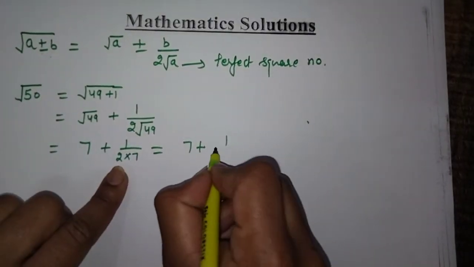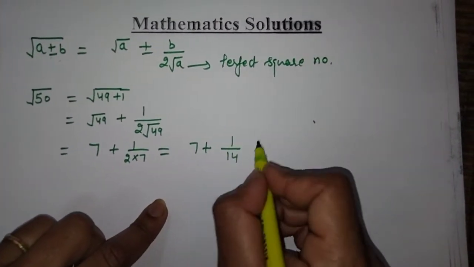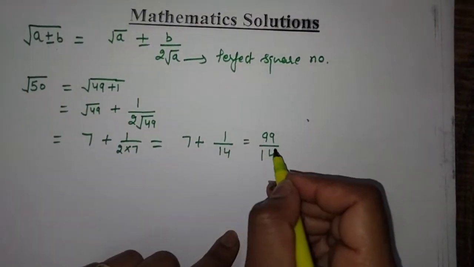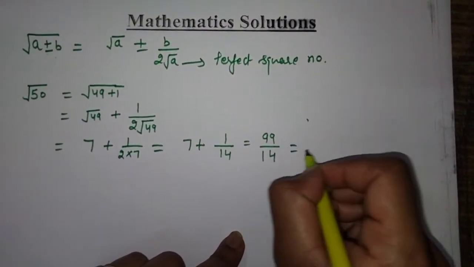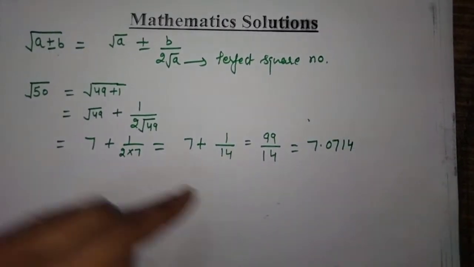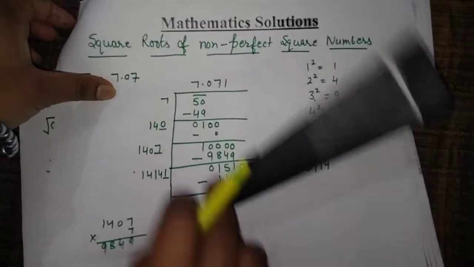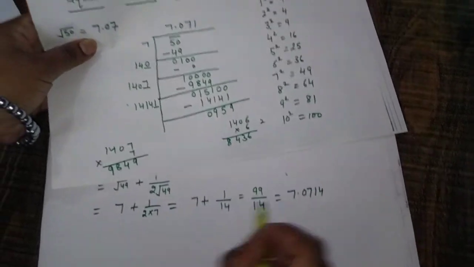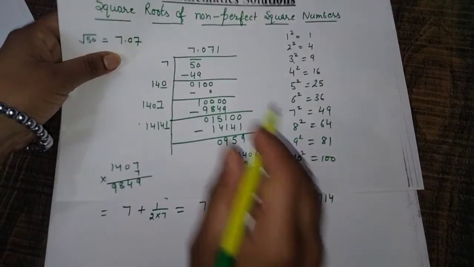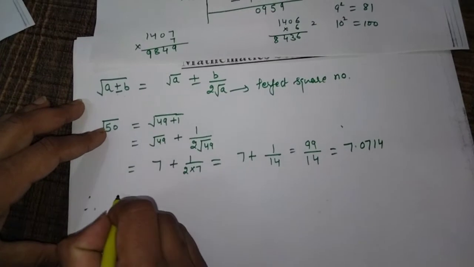Here we get 1 by 7 to the 14. Now 14 7s are 98, 98 plus 1, 99. So when you divide 99 by 14, you will get the result 7.0714. And you can see that in both methods, the long division method and the shortcut method, the result is correct up to 3 decimal places. So in both these methods we get the same result.